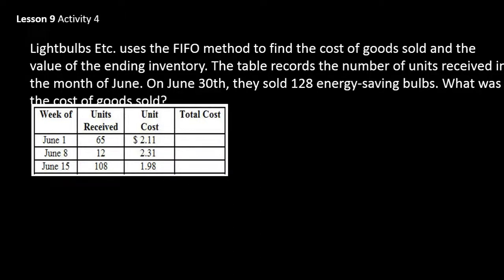Let's do the first in, first out method. So, light bulbs, etc., uses first in, first out to find the cost of goods sold and the value of the ending inventory. The table records the number of units received in the month of June. On June 30th, they sold 128 energy-saving light bulbs. What was the cost of goods sold?